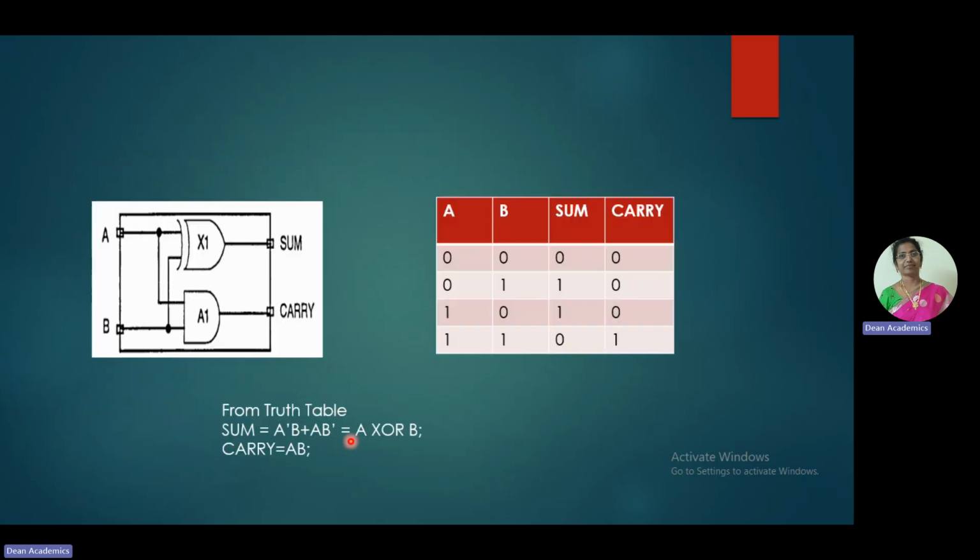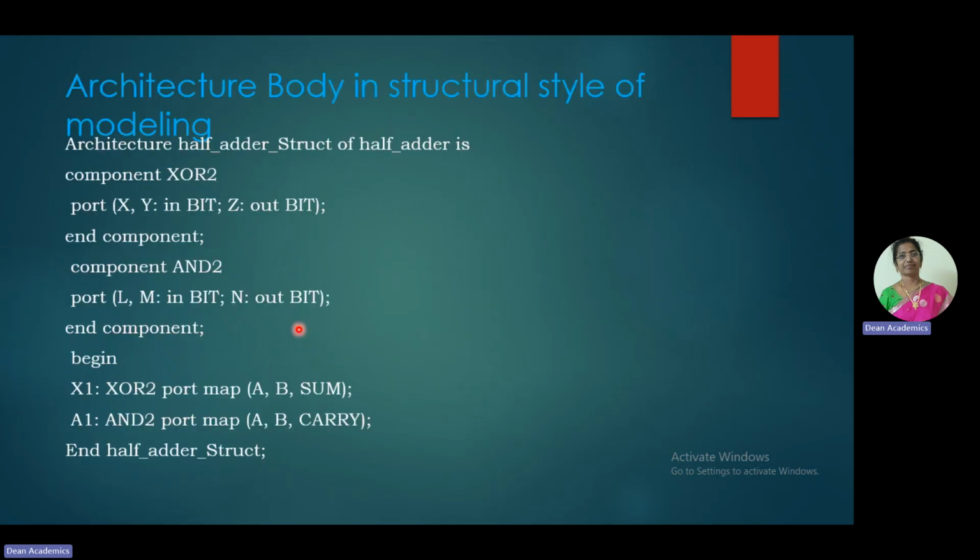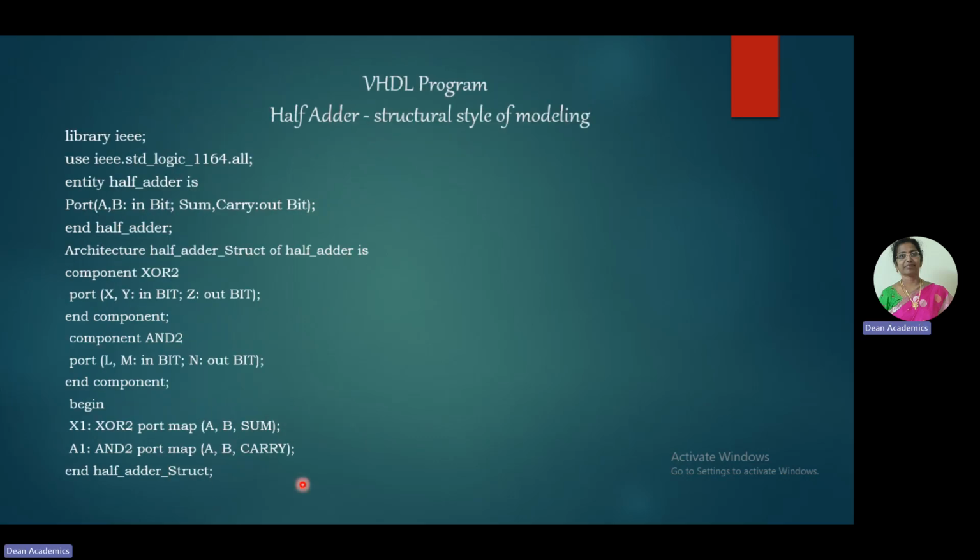So here we have AND gate and it is A, B, and therefore we port map this AND gate. AND2 port map with A, comma B, comma carry: this L will be mapped with A and this M will be mapped with B and this out, N, will be mapped with carry. So like that we port map the ports in structural style of modeling. After that we write end name of the architecture body. Right. So in this way we write the complete VHDL program for half adder using structural style of modeling.